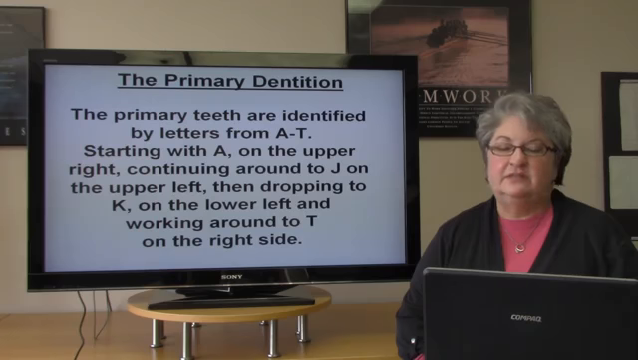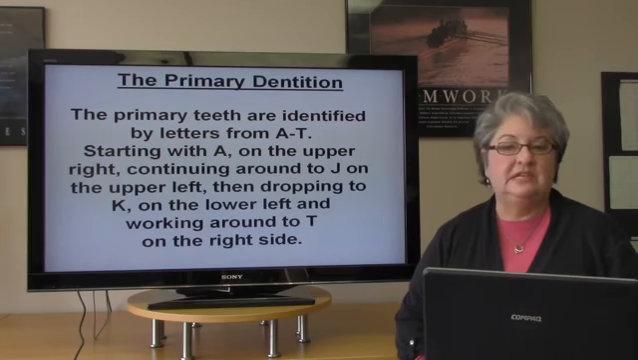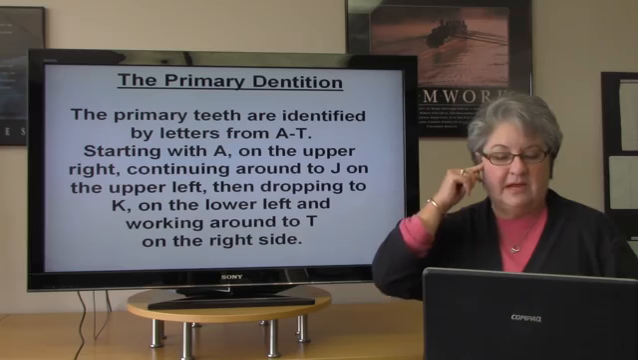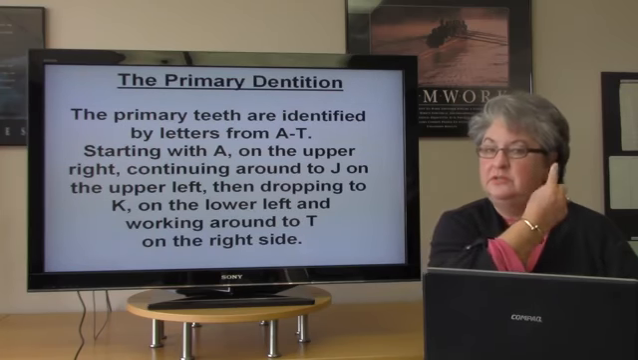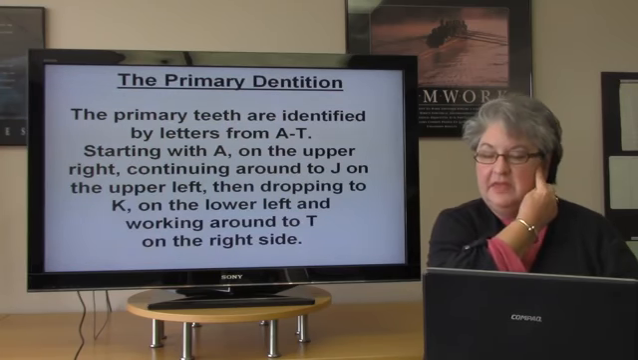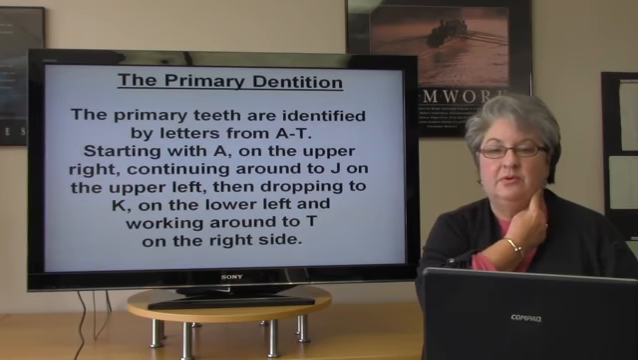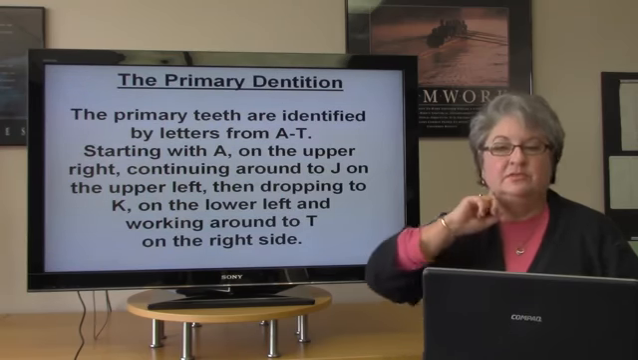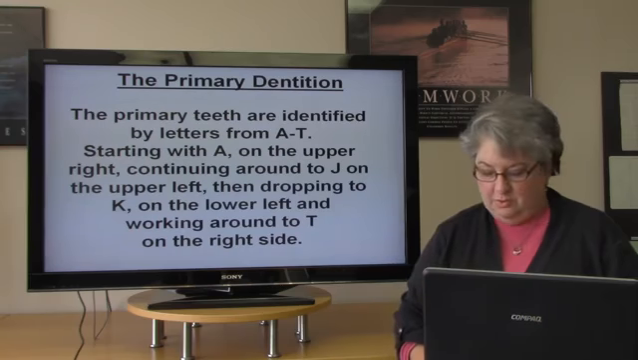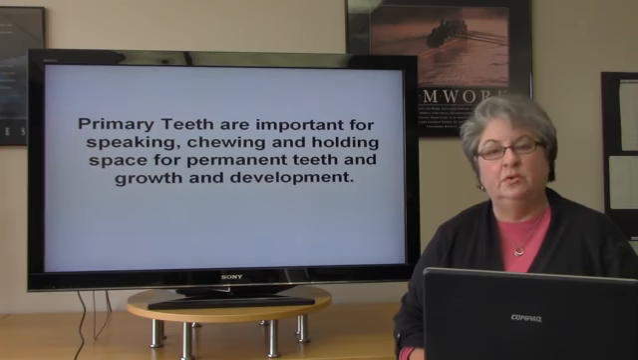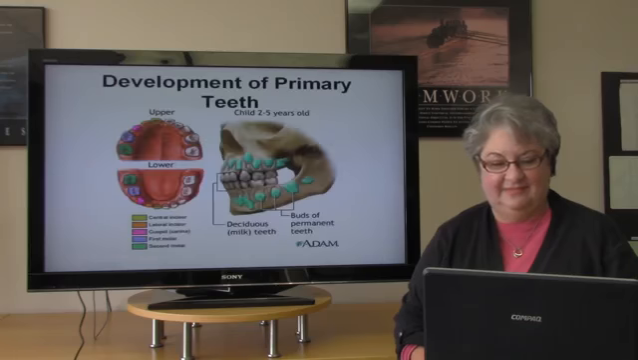The primary teeth are identified by letters A through T. So we start with tooth A on the upper right, and then wrap around to tooth J on the upper left, then drop down to tooth K on the lower left, and wrap around to tooth T on the lower right. Primary teeth are important for speaking, chewing, and holding the space for the permanent teeth to grow and develop.